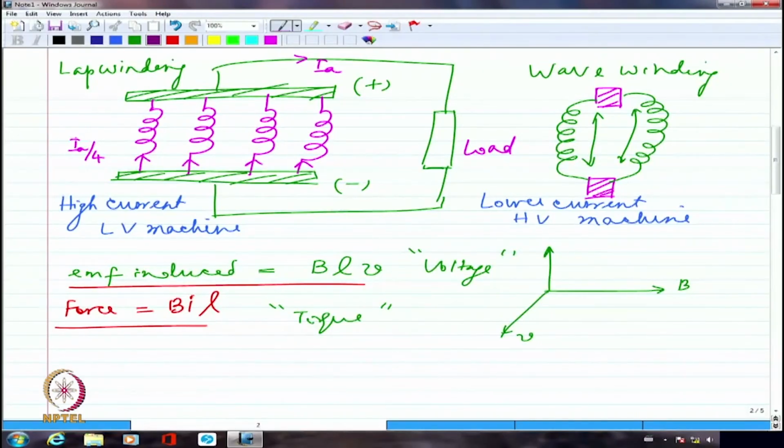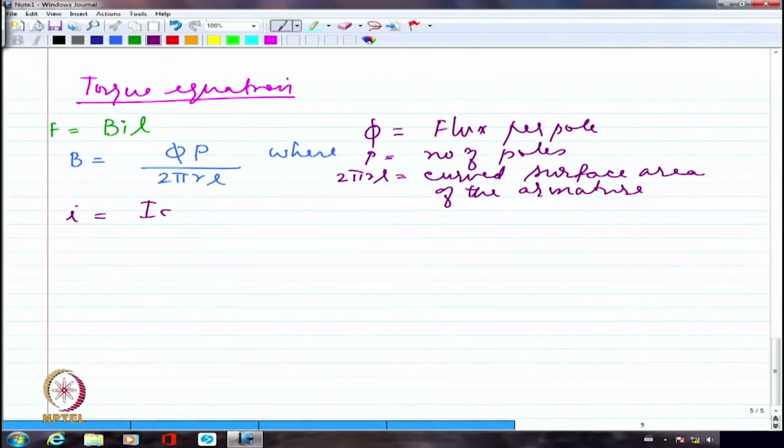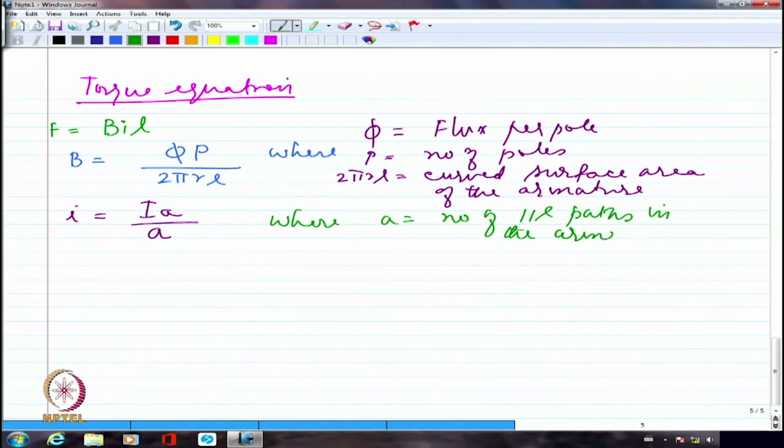So clearly, if I have multiple parallel paths, if IA is the total current carried by the armature, I am going to have IA divided by A, where A is the number of parallel paths, as the current carried by each of the conductors, right? So I should say here A is the number of parallel paths in the armature, right? So this is IA by A.